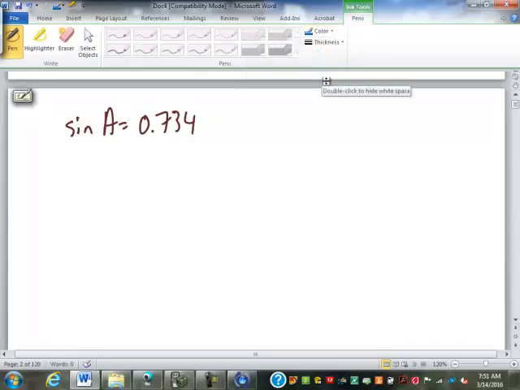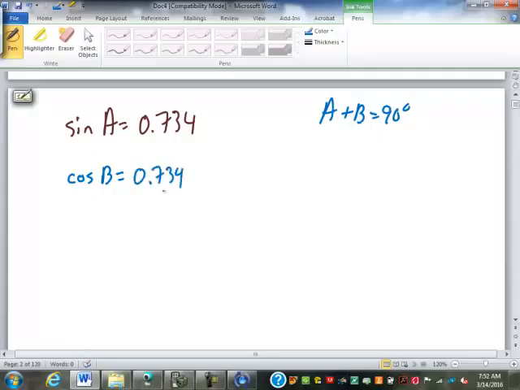So if I give you that the sine of A equals 0.734, and if I tell you that A plus B equals 90 degrees, let's go cosine of B. 0.734. Cosine of A is equal to sine of B. Cosine of B is equal to sine of A. You're trying to subtract from 1.